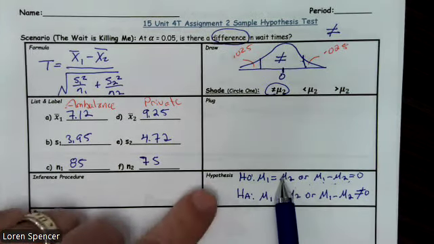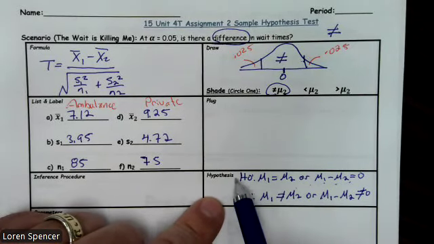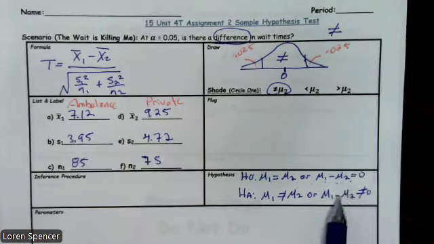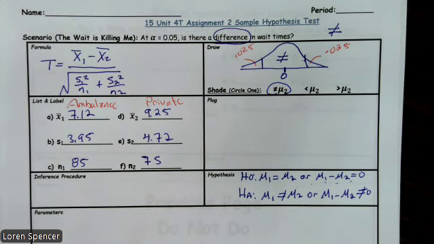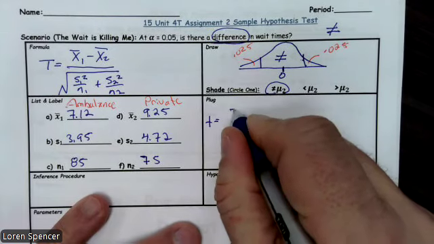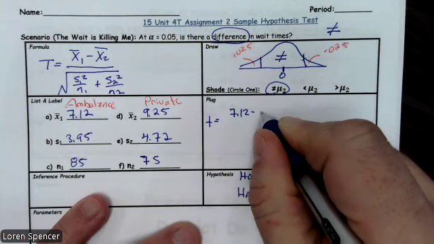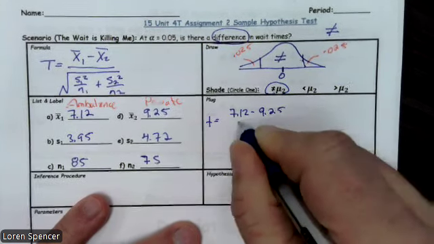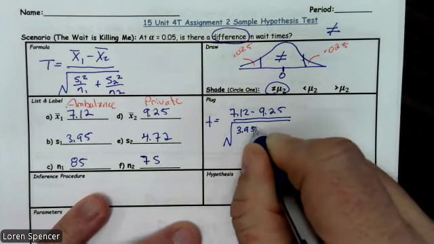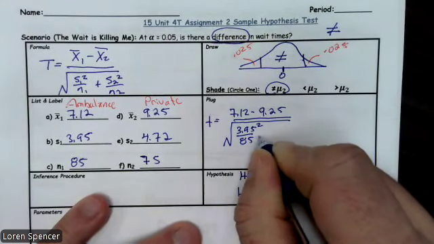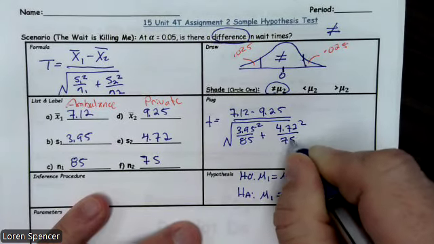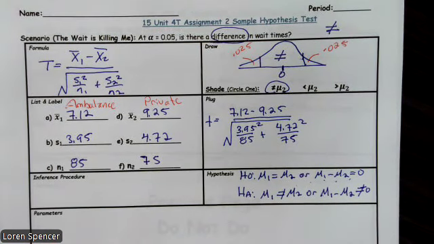It doesn't matter which way you write it. I prefer the first one, I just think it's easier. But you need to be able to recognize it both ways, because on a multiple choice, it may show up this way. So when we plug in, we're going to have t equals 7.12 minus 9.25 over the square root of 3.95 squared over 85 plus 4.72 squared over 75.